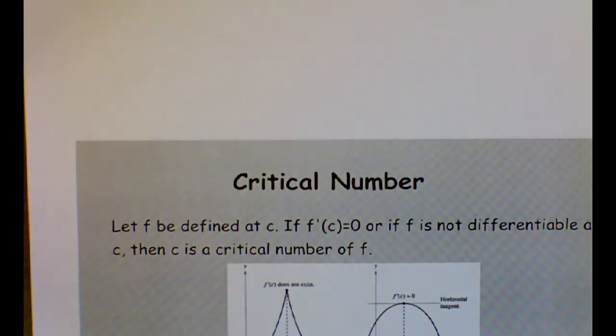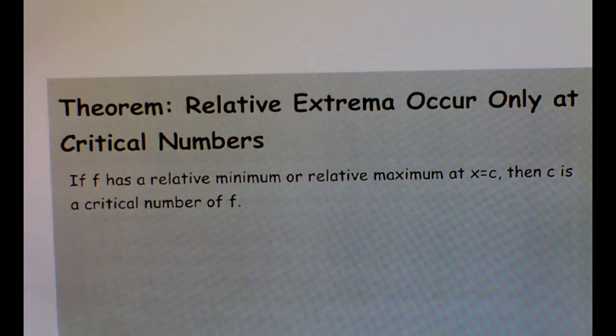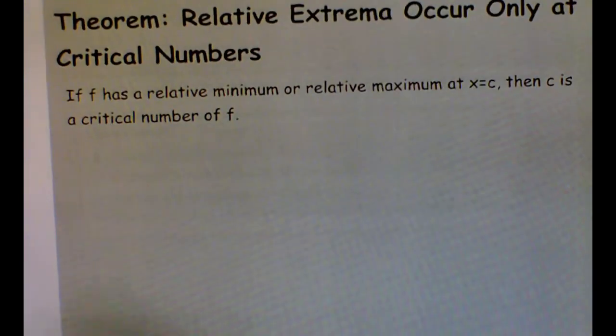So that tells us a critical number. F is defined at c, all right? It has to be defined there. Can't be a hole. If f prime of c equals 0, or if f is not differentiable at c, then it is a critical number of f. So anywhere the derivative equals 0 or the derivative does not exist is called a critical number. And critical numbers are very important because relative extrema only occur at critical numbers. If f has a relative minimum or relative maximum at x equals c, then c was a critical number of f.